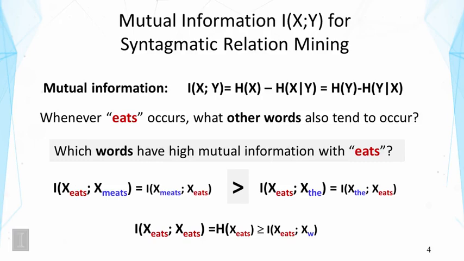So I give some examples here. The mutual information between eats and meat, which is the same as between meat and eats because mutual information is symmetric, is expected to be higher than the mutual information between its and the, because knowing the doesn't really help us predict its. Similarly, knowing its doesn't help us predict the as well.